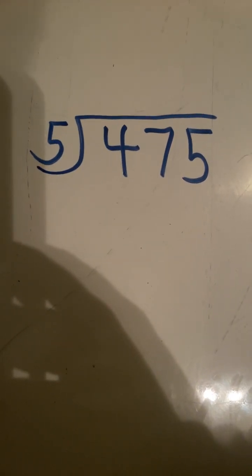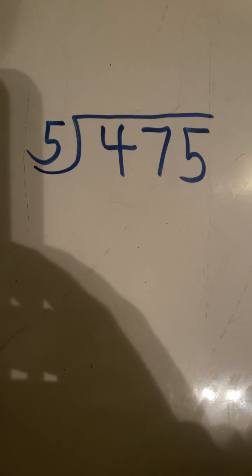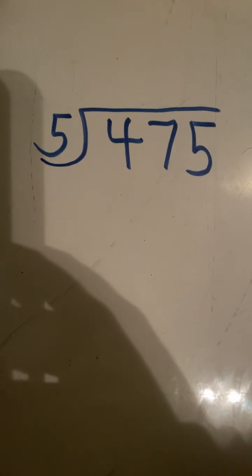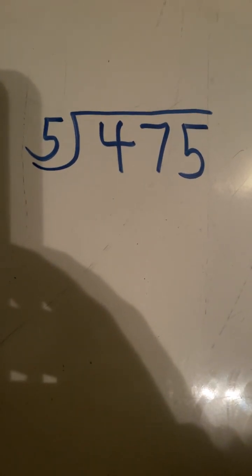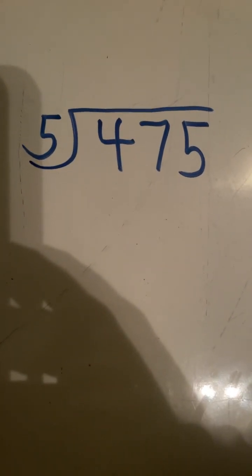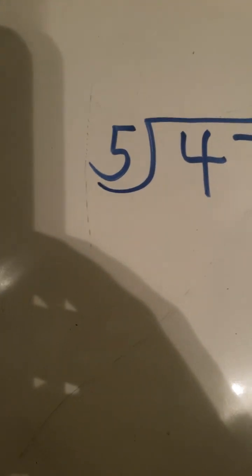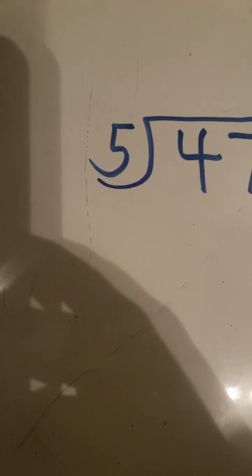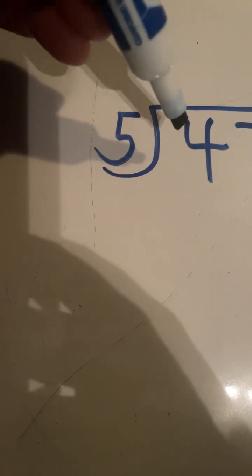So the first thing we're going to do is look for the number within the number, because counting how many groups of 5 are going to go into 475 will take forever. So we want to divide by the smallest number possible. The only rule is that the number inside the square has to be bigger than the number outside the square. So we cannot start out with 1 digit by 1 digit division, because 5 is bigger than 4, and like I said, the number inside has to be bigger.